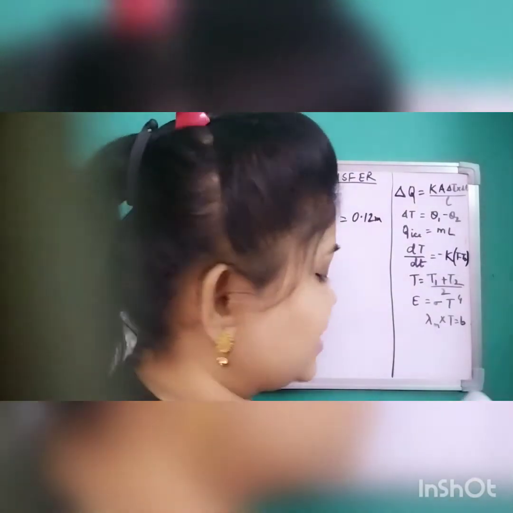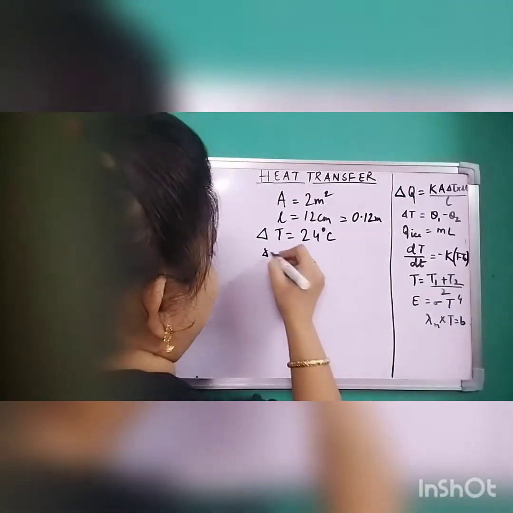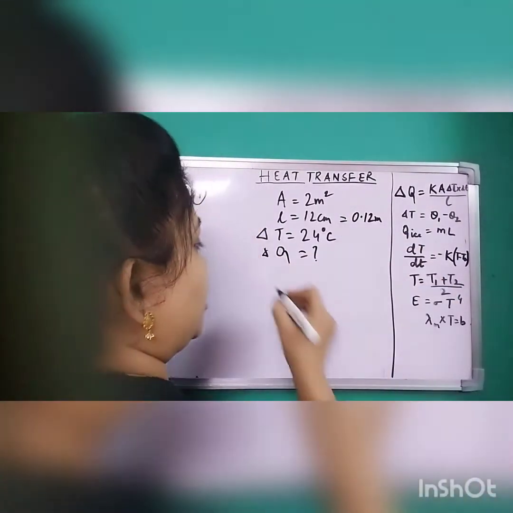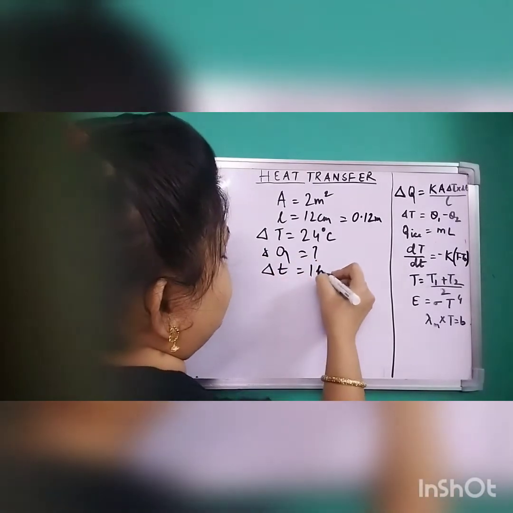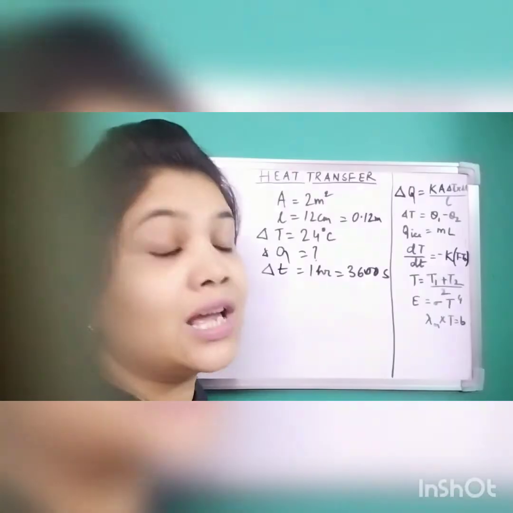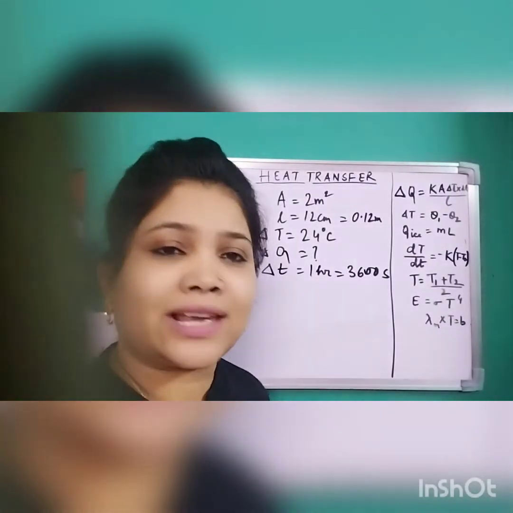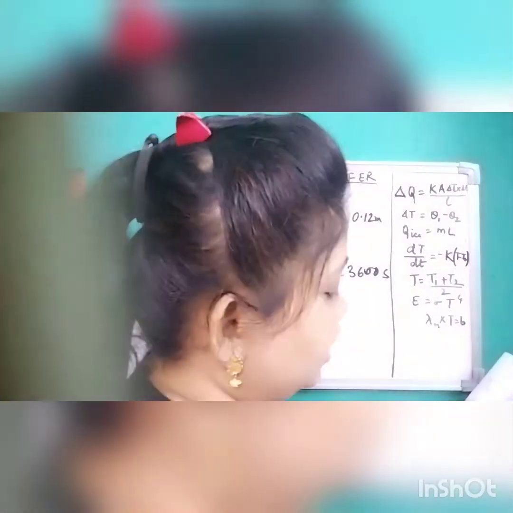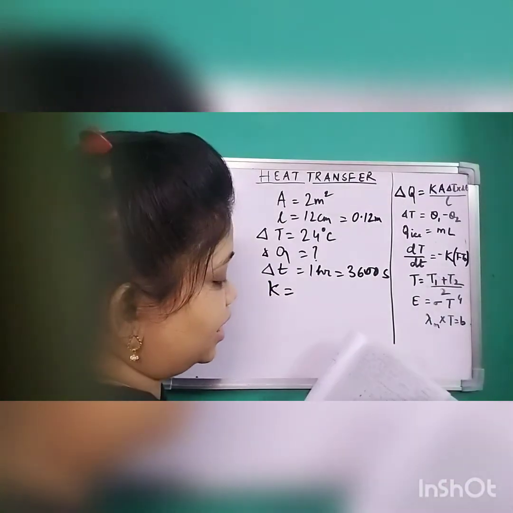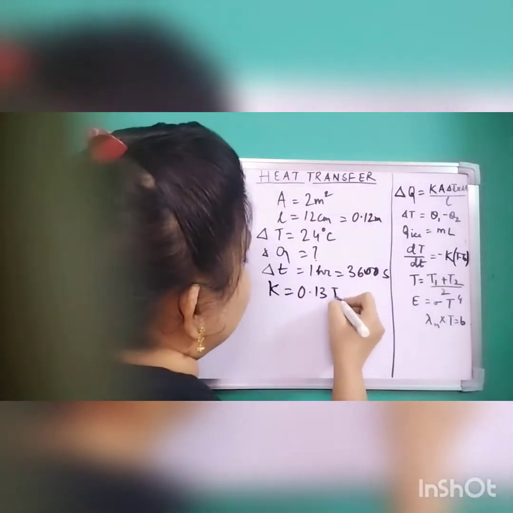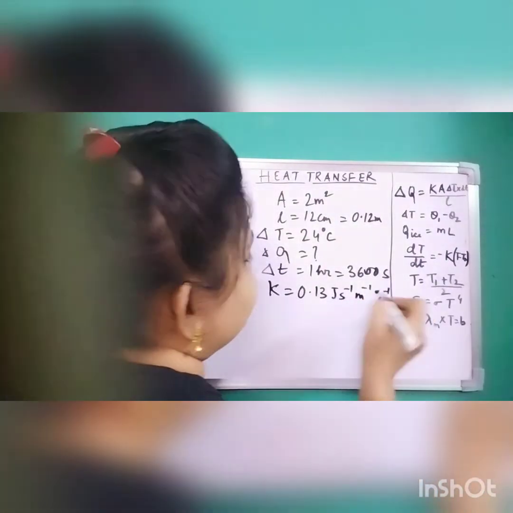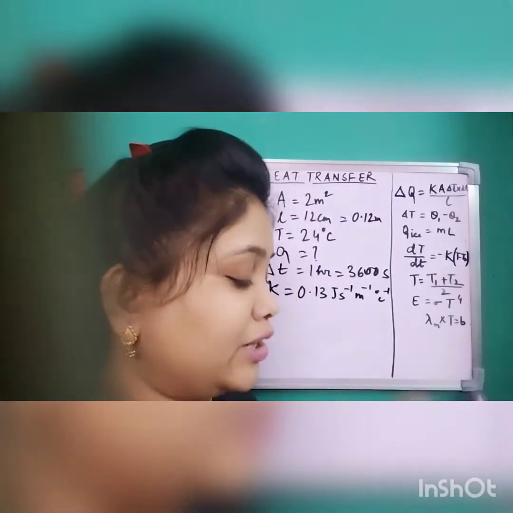Next, calculate the amount of heat, obviously delta Q, through the wall in watt hour. Small t is also given. It is equal to 1 hour, which is 3600 seconds, because hour is not the proper unit of time. Seconds is the proper unit of time. Now, what else is given? The thermal conductivity of brick, that means K, is given as 0.13 joules per second per meter degree Celsius. So we are given all the quantities.